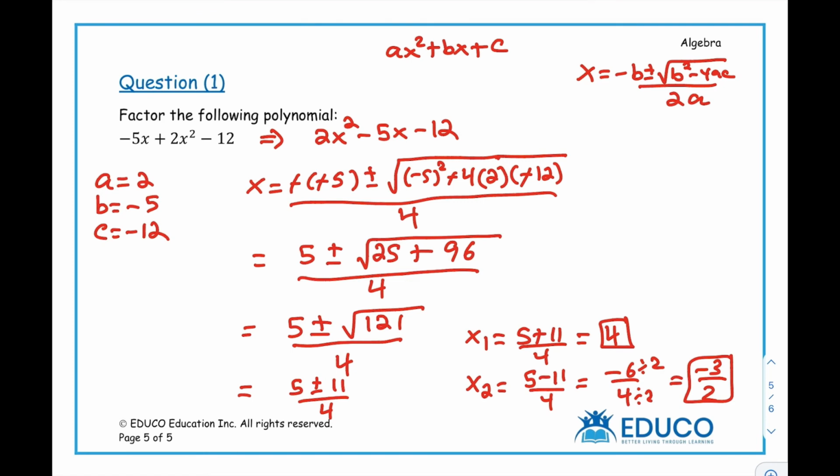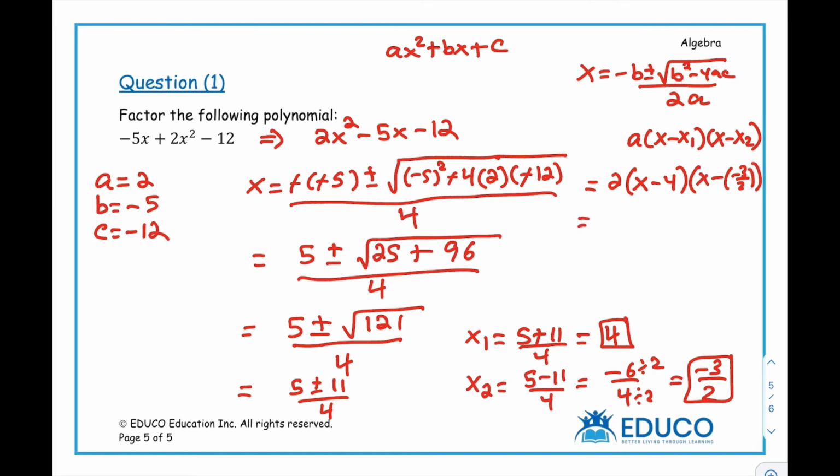So now what we can do is perform the last step, which is to substitute the values of x1 and x2 into the fully factored form. So remember, the fully factored form is a times x minus x1 times x minus x2. Again, the labeling of x1 and x2 doesn't matter. It doesn't matter the order in which you label them. So a is equal to 2 times x minus x1. Well, x1 is equal to 4, times x minus x2. So that's x subtract -3 over 2.